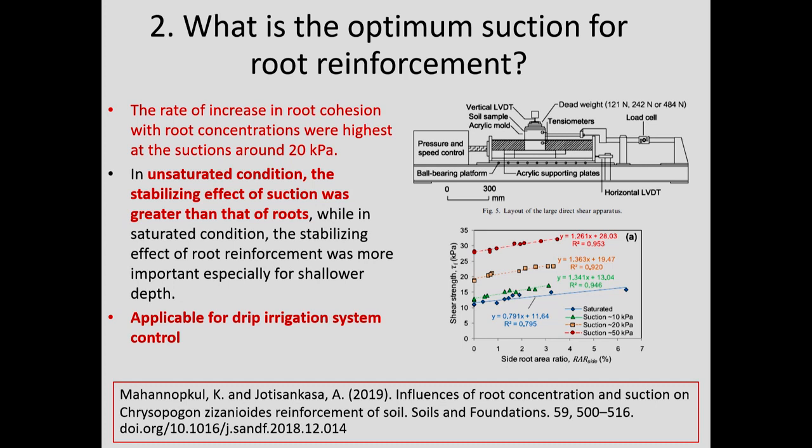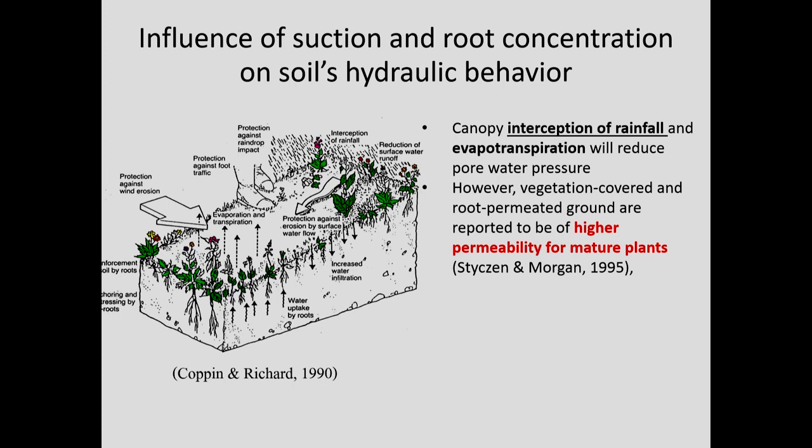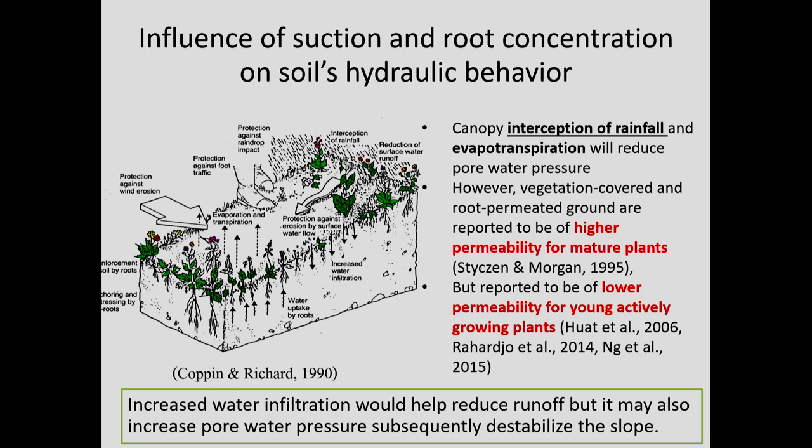And another thing is about the hydraulic behavior of these bioengineered slopes. So the benefit of the vegetation on slope is very clear. One of them is the interception of the rainfall, and then the evapotranspiration that reduces the water pressure. But there are a number of contradictions in the literature about the permeability of these plant-reinforced soils. And we find that it depends on the age of the plants as well. So for the mature plants, we think that the rooted ground has the higher permeability. But for the young and actively growing plants, all these roots actually will occupy the macropores, and it will result in the lower permeability. So it depends on the plant age.